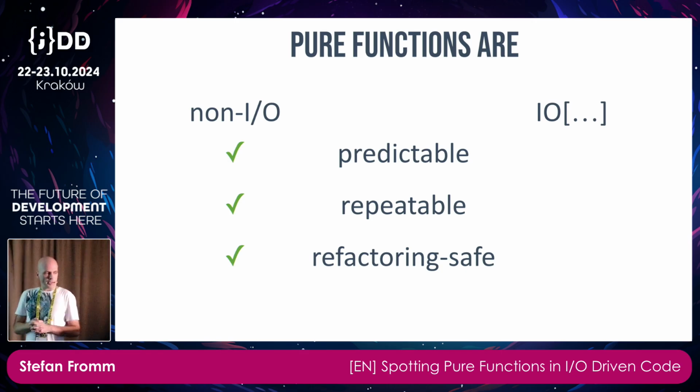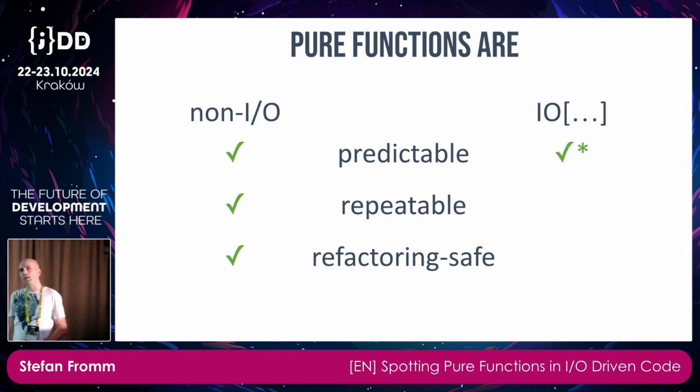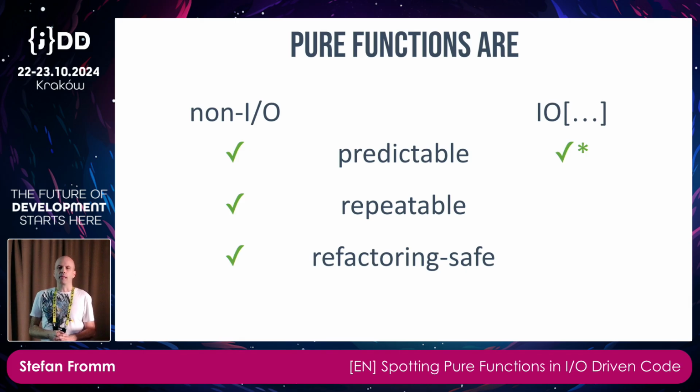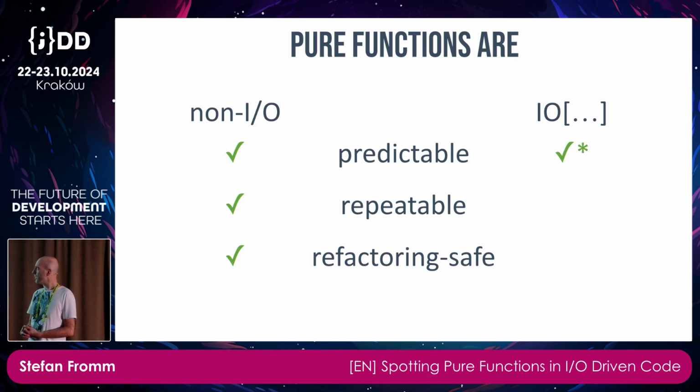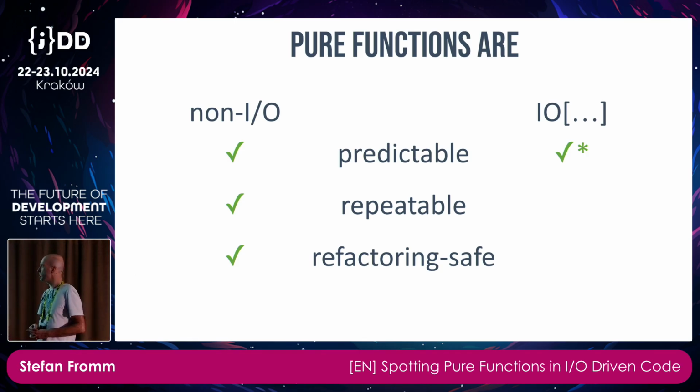We said that pure non-I/O functions are, of course, predictable, repeatable, and refactoring safe. And functions that return effect descriptors, are they predictable? Of course, a little bit, because I see in the method signature that this method deals somehow with I/O, so this is predictable. But what exactly happens when I run it is not predictable at all. All strange things can happen there. Exceptions can be thrown, timeouts, whatever you can imagine.